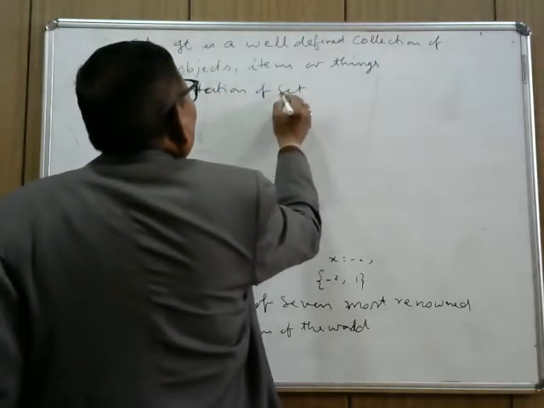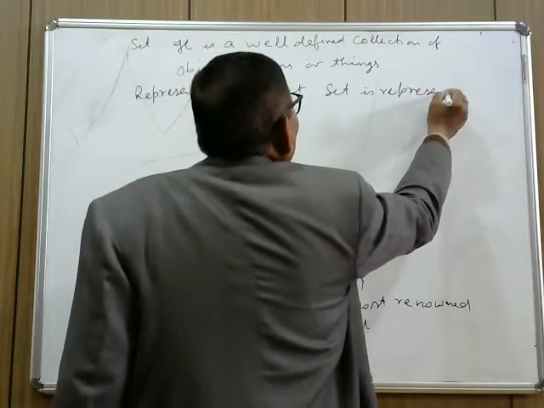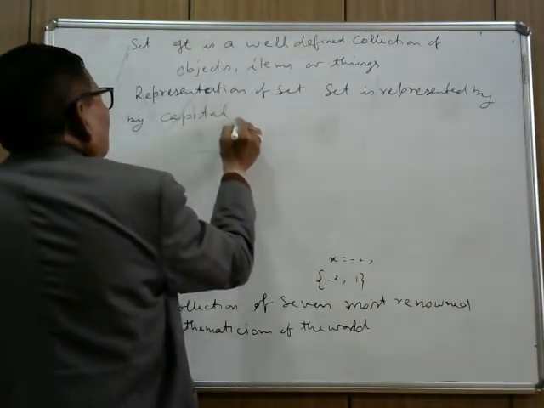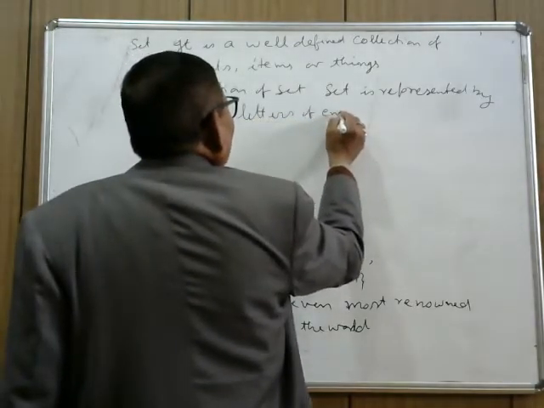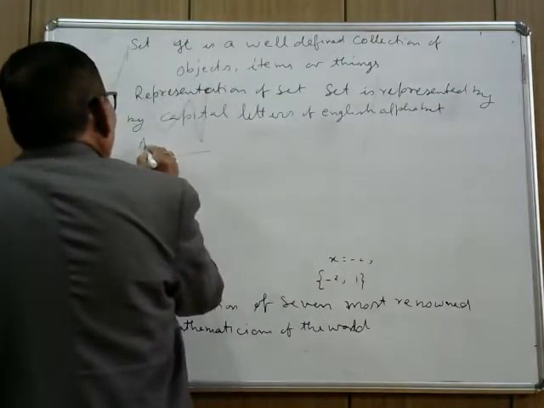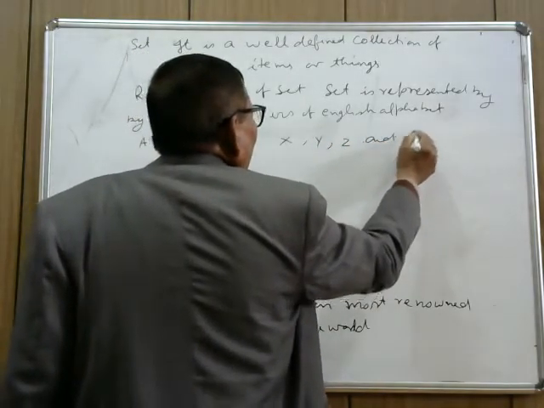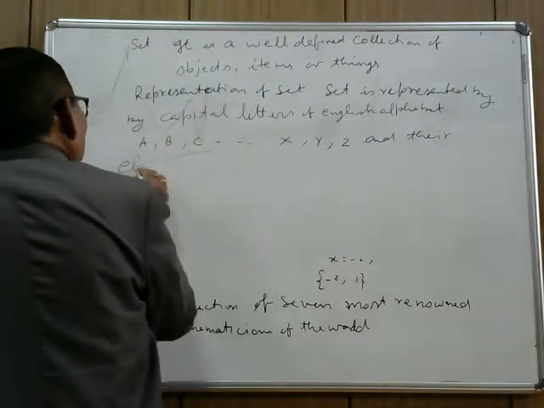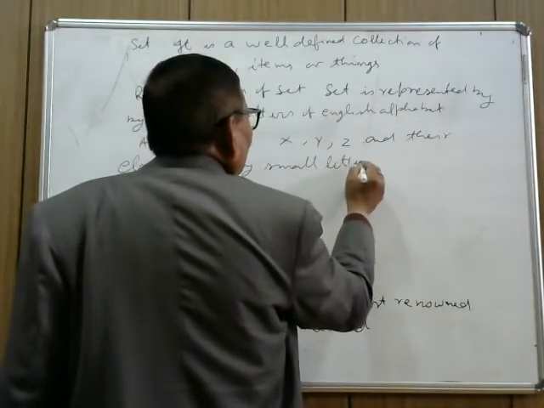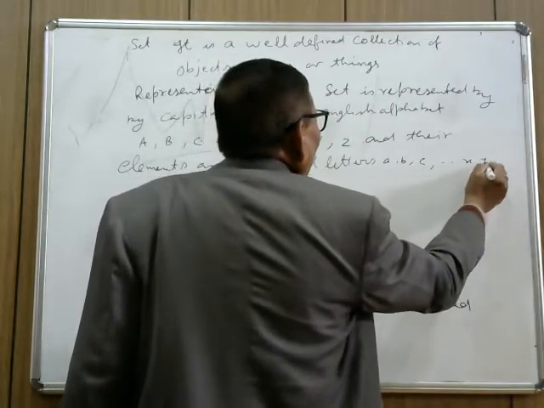Representation of set. A set is represented by capital letters of the English alphabet: A, B, C and so on, X, Y, Z. And their elements are represented by small letters: a, b, c and so on, x, y, z.